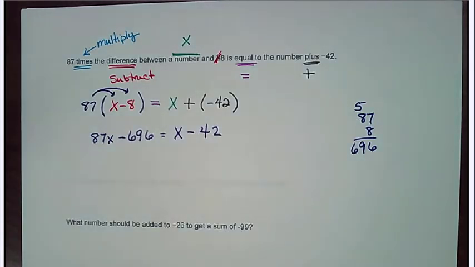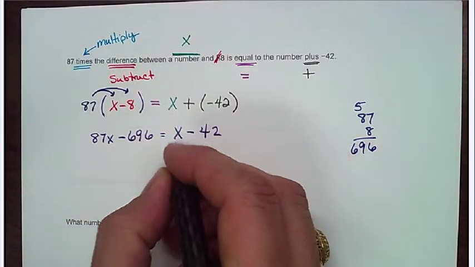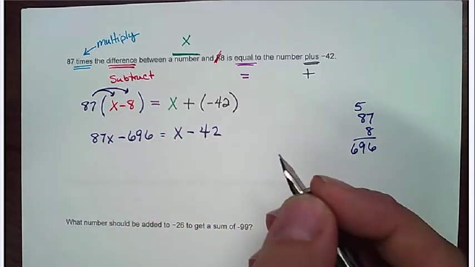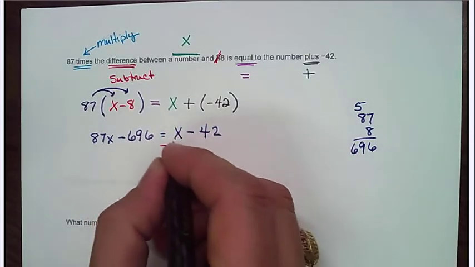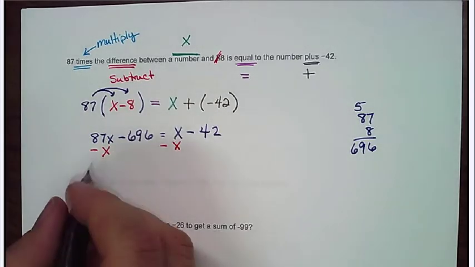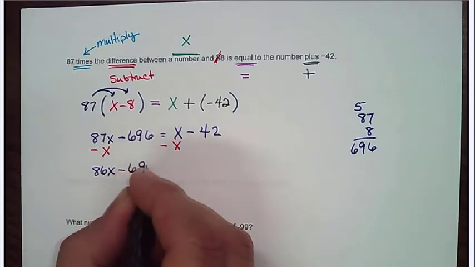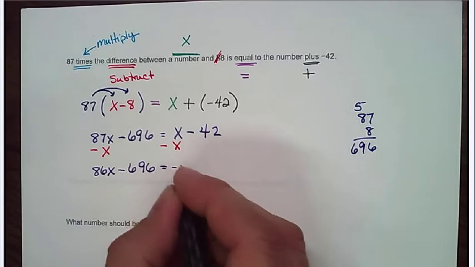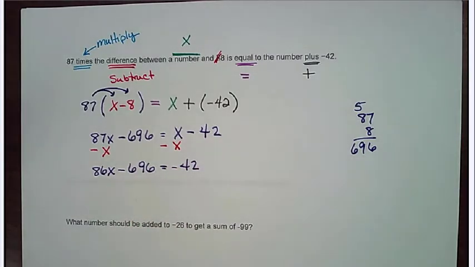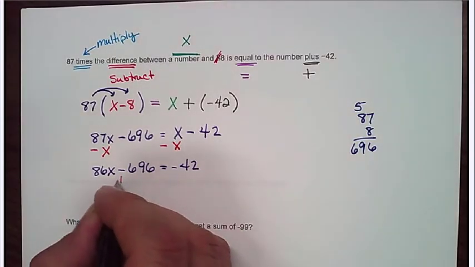Well, now I can actually do my solving. Recall from the last section that anytime I want to move anything, I have to add or subtract, and I want to move my smaller. So I'm going to go ahead and subtract my 1x here from both sides. And that's going to give me 86x minus 696 is going to equal negative 42. Well, now I can just go through the normal solving process. I have to move my number away from my variable, so I've got to do the opposite. That's addition.